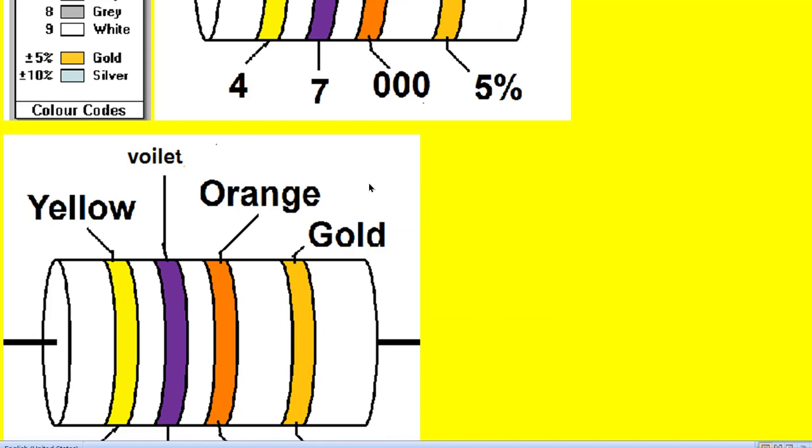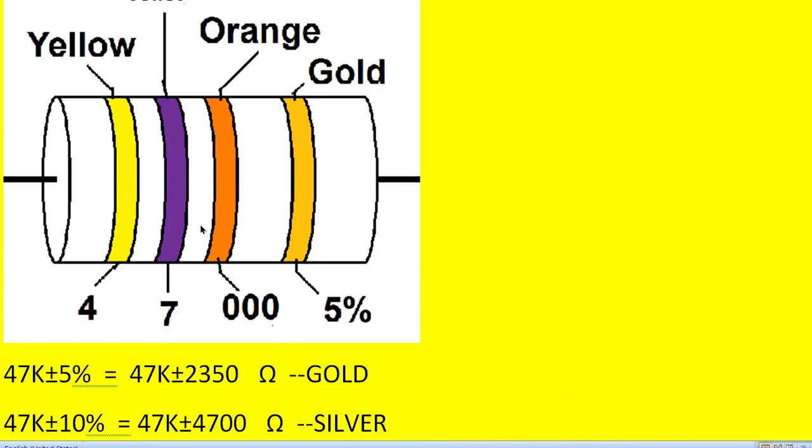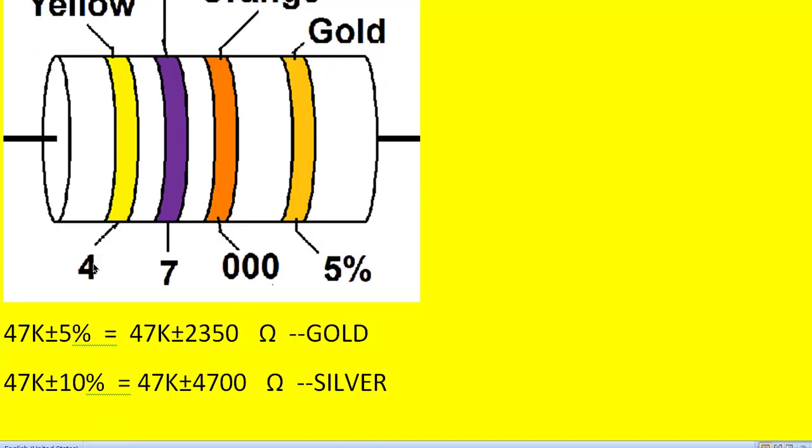So what is the possible value for this resistor? This is a 4 band resistor as we have seen. So 47,000 ohms is the resistance, whereas the tolerance is plus or minus 5%. So that's why we write here 47K plus or minus 5%.